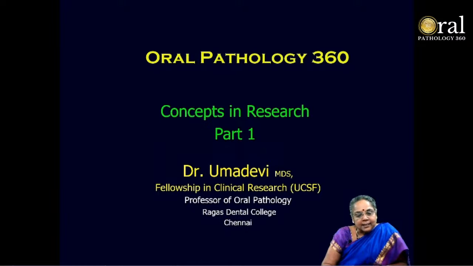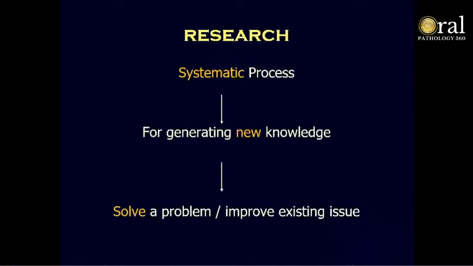Today, I will be discussing certain concepts in research which come under the umbrella of must-know concepts, and this would facilitate in extrapolating our results to the population. That means your research is successful if you can understand these concepts and implement them. So all of us know that research is a systematic process done very scientifically, which not only is done for generating new knowledge, but could also help in solving a problem or improving some existing issues.